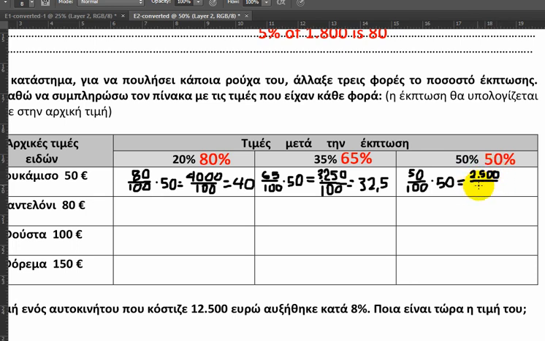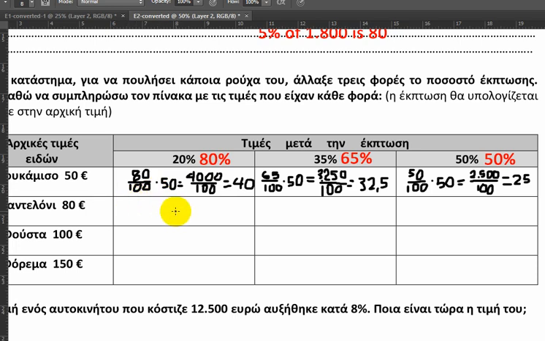Over 100, which would give me 25, which is the half of 50, as we said. Next up, we want to find 80% of 80.